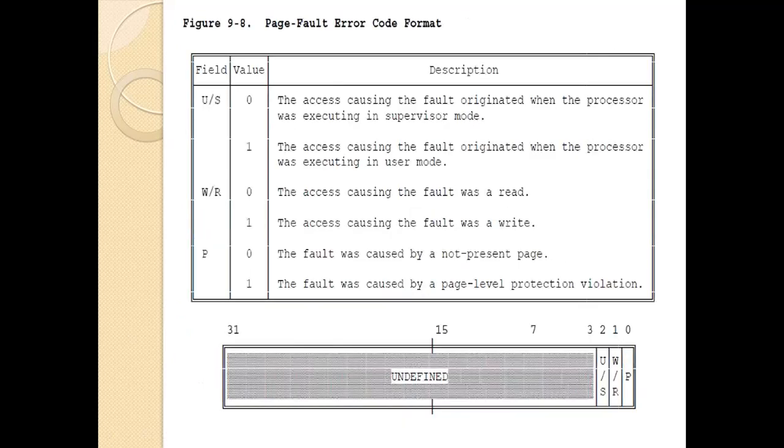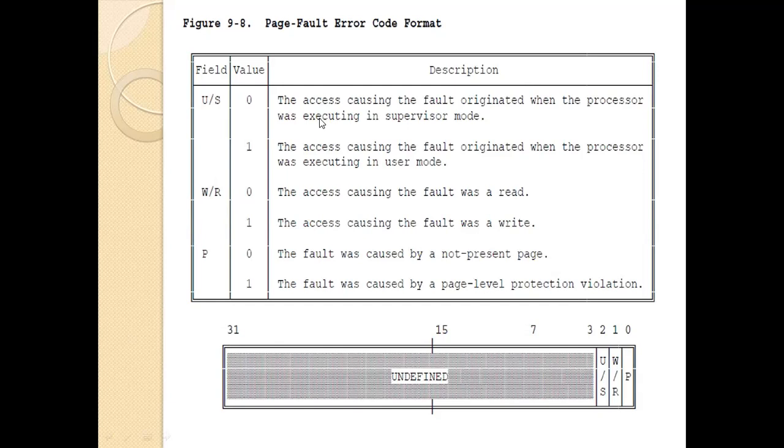Page fault error code format. As shown in the figure, a description is given. When the access causing the fault originated while the processor was executing in supervisor mode, the US bit is set to 0. When the US bit is set to 1, the access causing the fault originated while the processor was executing in user mode. Read or write bit: when the value is 0, the access causing the fault was a read. When the value is 1, the access causing the fault was a write.